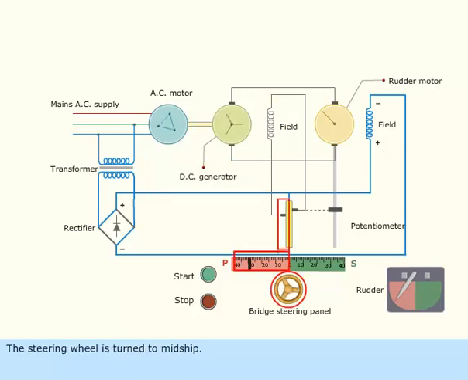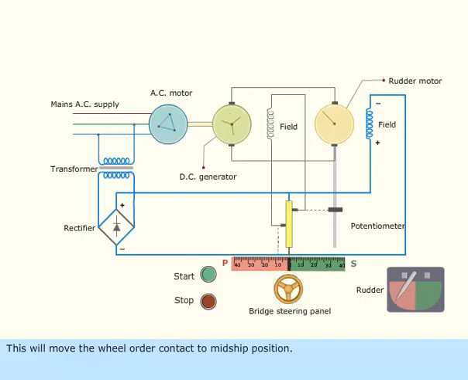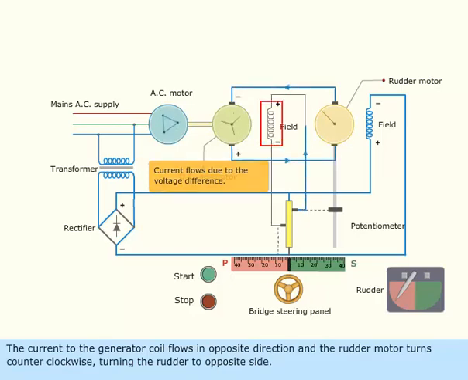The steering wheel is turned to midship. This will move the wheel order contact to midship position. The current to the generator coil flows in the opposite direction, and the rudder motor turns counterclockwise, turning the rudder to the opposite side.